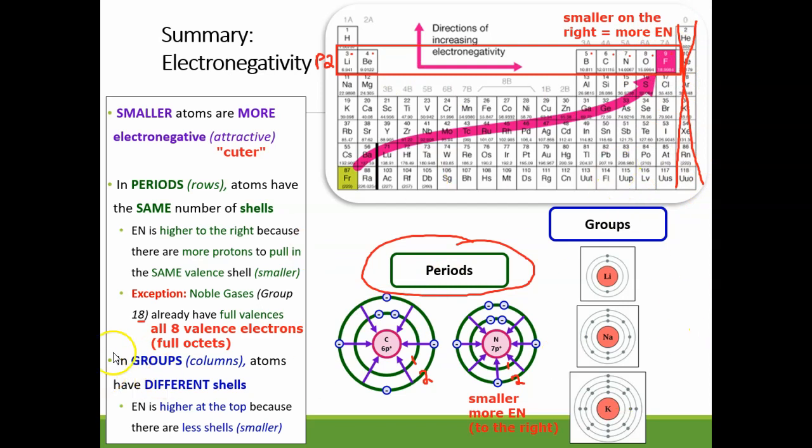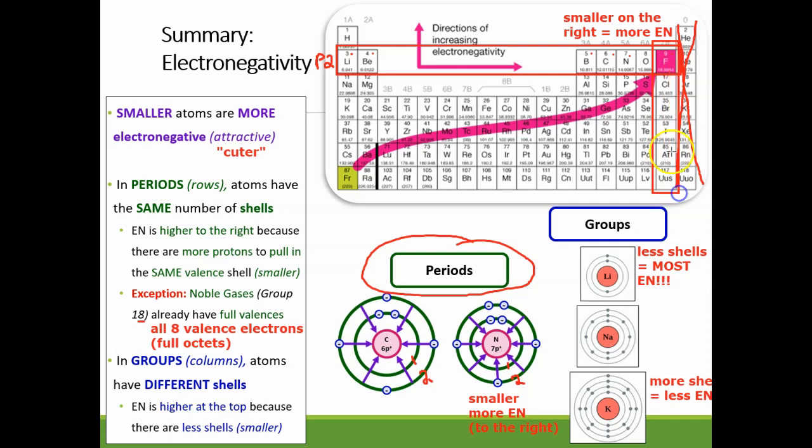Now, what we learned today is that in groups, atoms have different numbers of shells. As you go down in a group, you get more and more shells. So we can see more shells at the bottom. And as you have more shells, you actually get less electronegative because you're larger. So at the top of a group, that's where you're most electronegative. When you have fewer shells, you are most electronegative. Okay, so again, we're more electronegative to the right and we're more electronegative to the top.